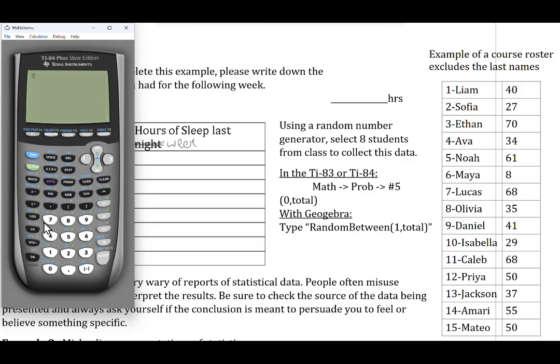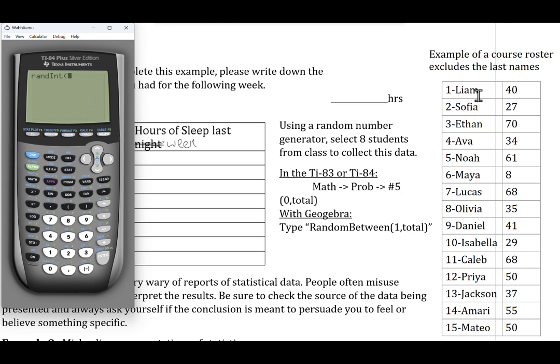First, we would turn this on. We can select Math. We will go to Probability, PRB, and we'll select number 5. This will be a random integer. Random integer. And then we just need to tell the calculator what is the first and what is the last value.